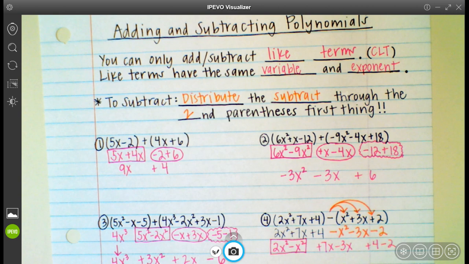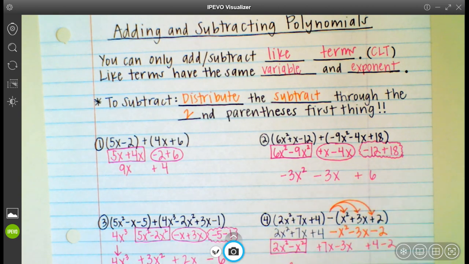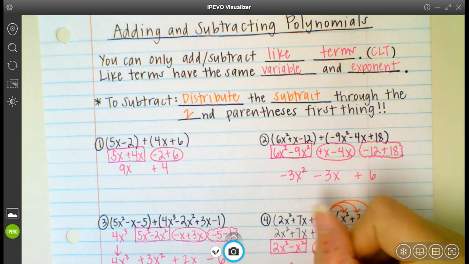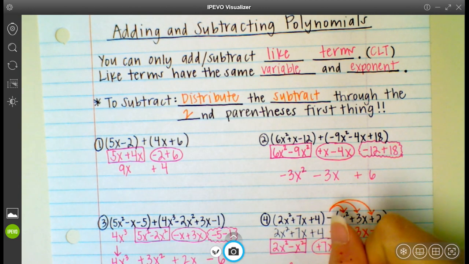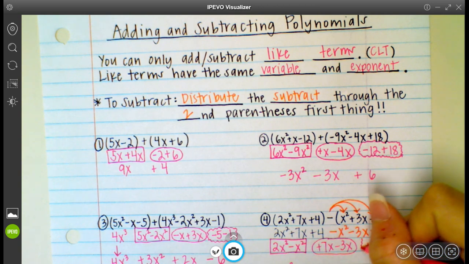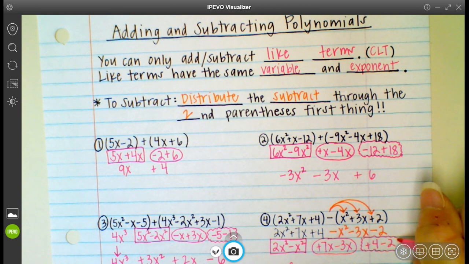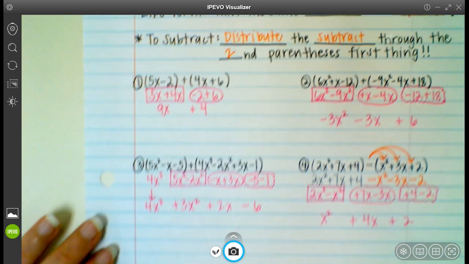So 2x squared minus 1x squared will leave me with 1x squared left. If I take 7 x's and I take away 3 x's from those, I end up with positive 4x. And 4 minus 2 is going to end up giving us our final term here, which is a plus 2 at our end. So the only difference you guys see for subtraction is you must distribute the subtraction sign into the second parenthesis. So let's do number 5 and 6.